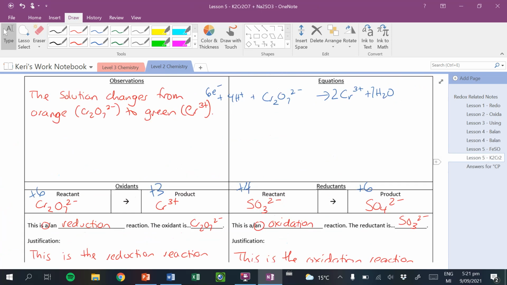Because I'm doing them very quickly. 14. I knew there was something funny about that. All right. And the second equation, SO3 2 minus, SO4 2 minus. So like I said, or option for the merit.